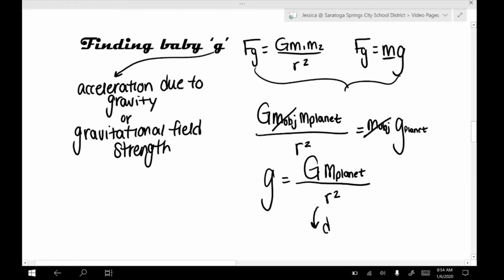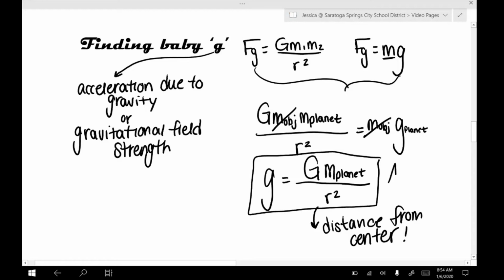Remember, r is distance from center. Okay. So this might help me find the acceleration due to gravity in orbit. It might allow me to find the gravitational field strength on Mars, any sort of thing like that. Okay. Now this equation is not on the reference table, so it is one that I recommend that you memorize. And it'll make your life a lot easier.